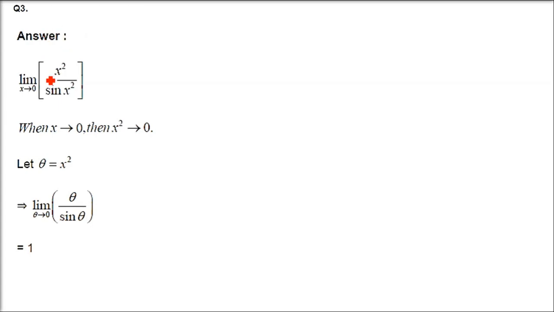Question number 3 here. So we have limit x tends to 0, x square by sine x square. If x is tending to 0, so x square will also be tending to 0. So just take this as theta. Let theta be x square. So x tends to 0, x square tends to 0. Now take this x square as theta. So this will be theta by sine theta.